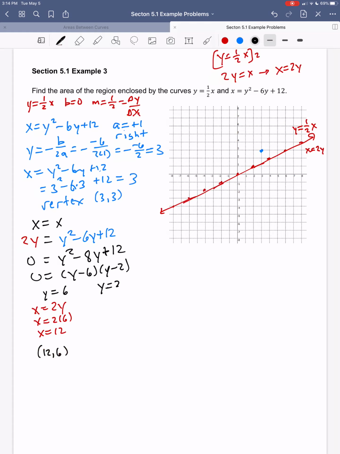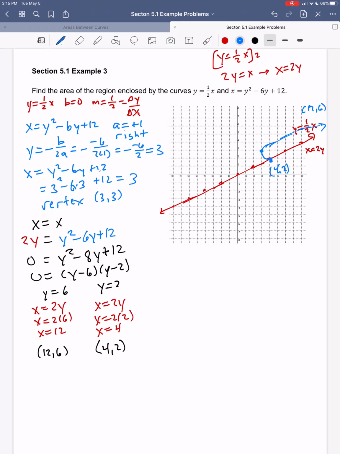Now, I don't have that on here, so we're going to have to imagine that. Here we get x equals 2 times y, x equals 2 times 2, so x equals 4. So this is 4 comma 2. Now that one I see. 4 comma 2 would be here, right? And the parabola is going to do something like that. And it's going to be at 12, 6.